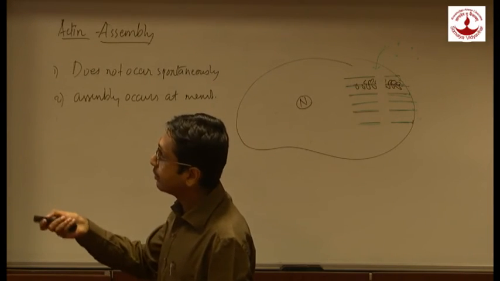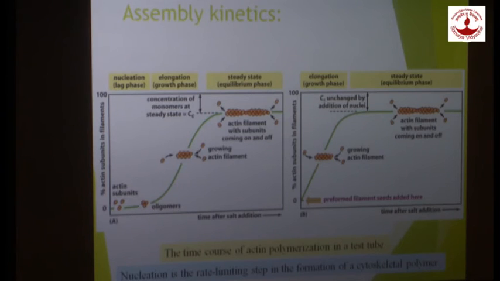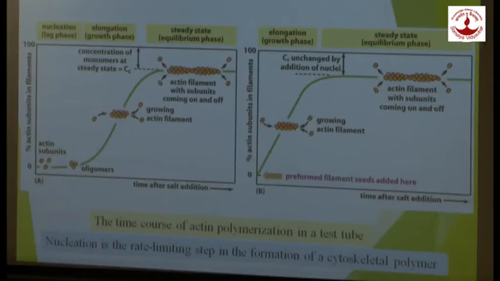Okay. So what if you seed that polymer at the start of the experiment? Instead of having G actin, you seed the polymer and put it at the beginning of the reaction. What you see is that there is no lag phase, and you see an elongation and then the steady state. That tells you that the nucleation step is the rate limiting step. That is consistent with the point that the assembly of actin does not occur spontaneously.